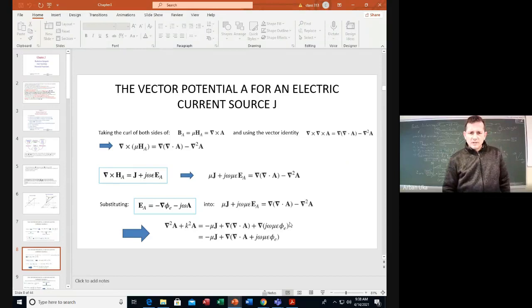Now, continuing from the previous slide, we can finally obtain an equation for the vector potential A. So all these manipulations of the vector properties that we see in these two slides are just to be able to see how we can obtain the vector A.